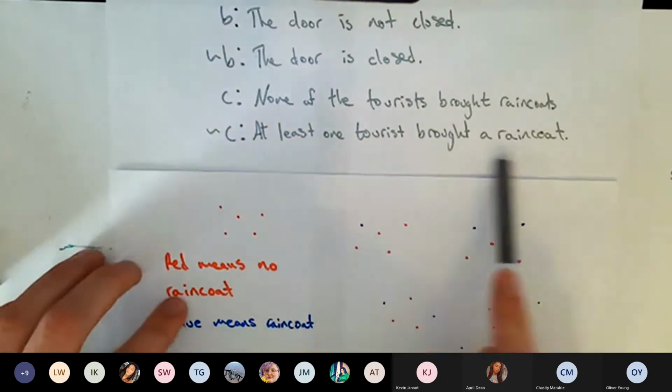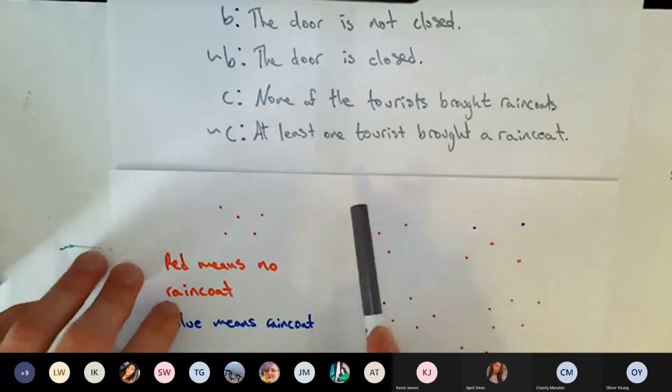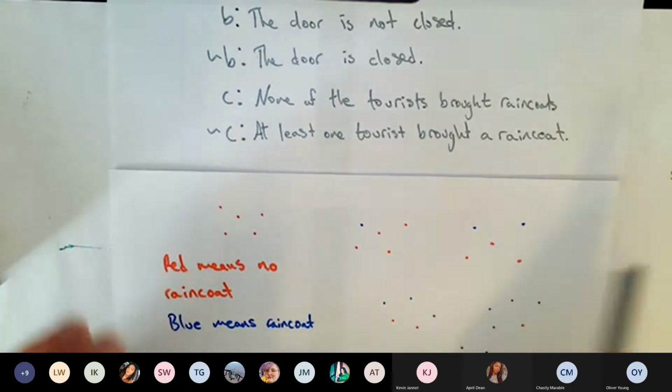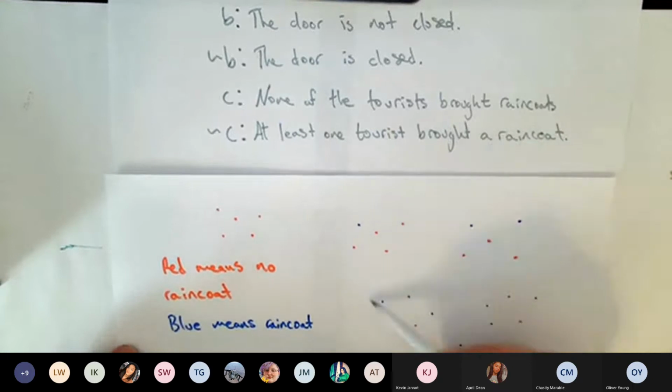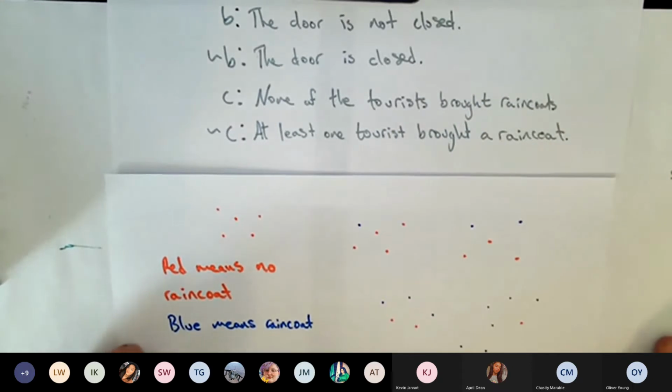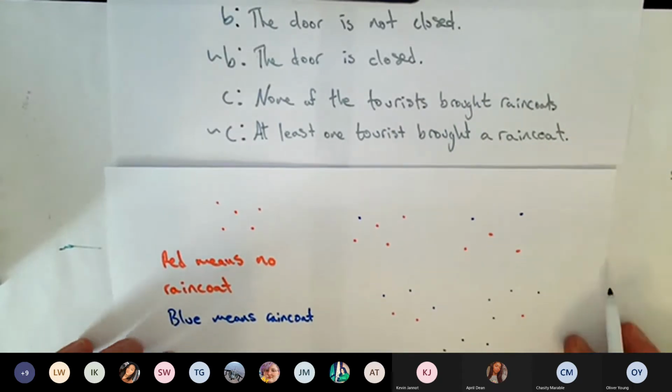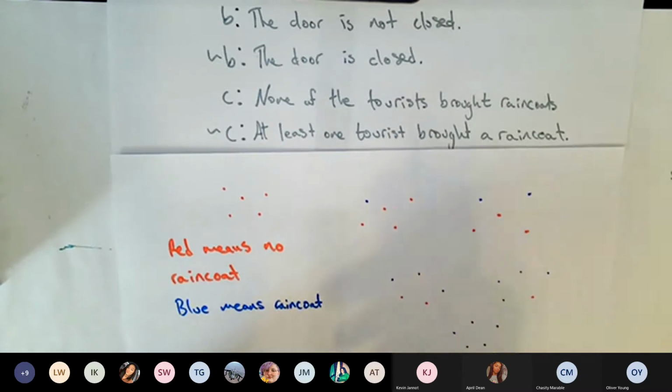But really, this is the most correct thing to say, that this gets to the point that at least one tourist brought a raincoat. And this negation of C here includes all of these. That includes all of these. All these categories I drew down here. Good. Now, before I move on to statement D, which is also interesting, and it connects to this idea.